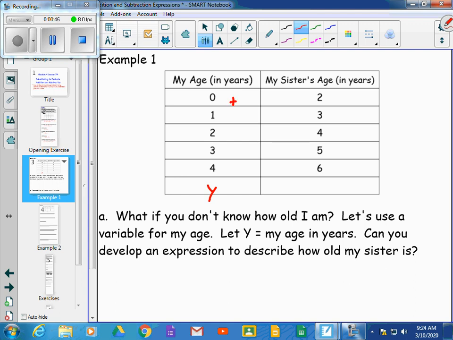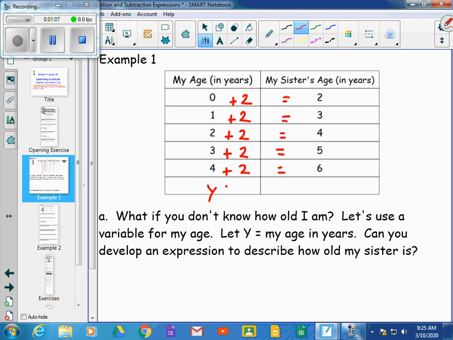Okay, for example, when 0, we always added 2, and we got my sister's age. If we added 2 to 1, we got the 3. If we added 2 to 2, we got the 4. We added 2 to 3, we got the 5. And if we added 2 more to the 4, we get 6.